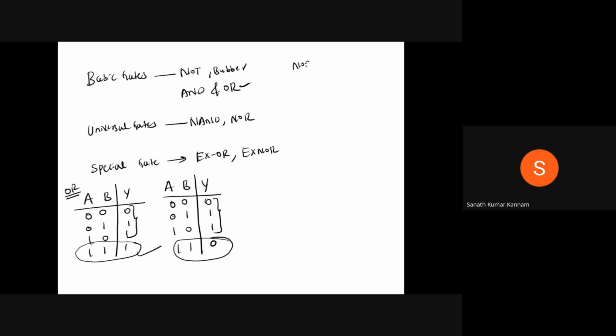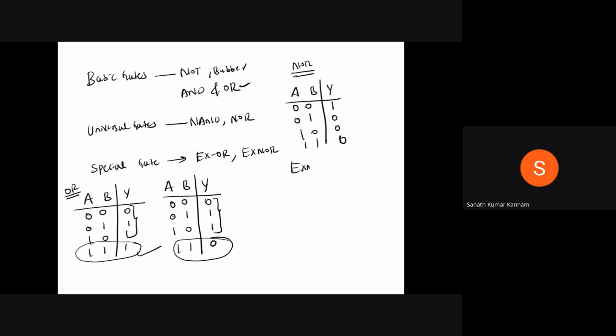So first I'm writing the truth table for the NOR gate, with inputs A, B and output Y. The NOR gate is just the opposite of the OR gate, you are just adding the inverter. So the output is 1, 0, 0, 0. This is the NOR gate.